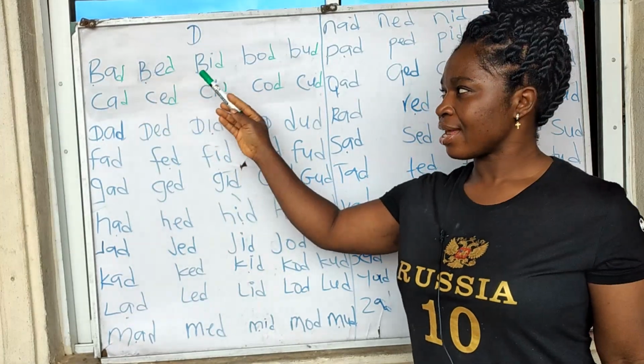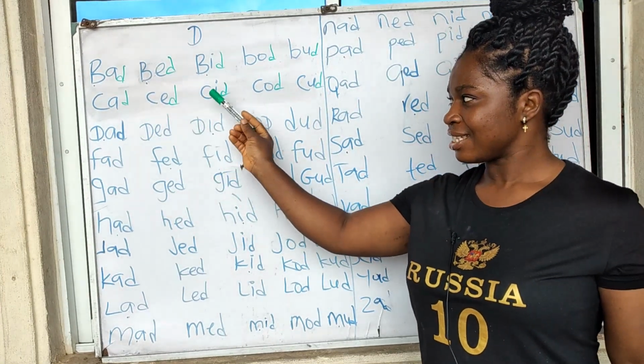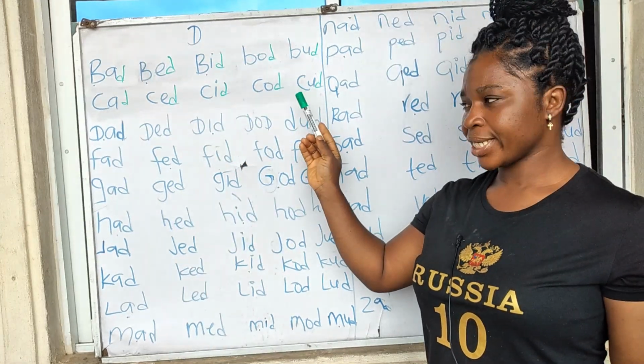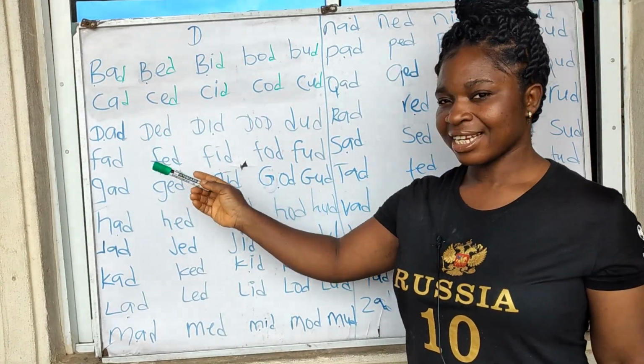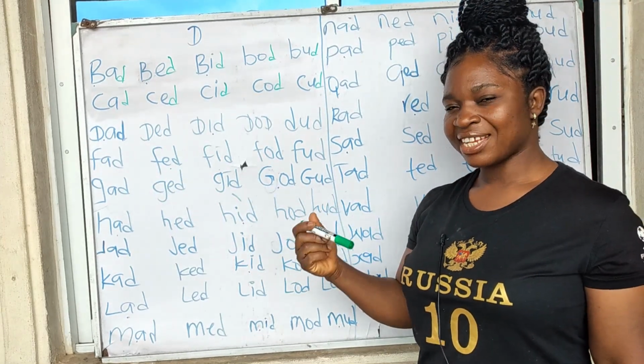Bad, bed, bid, bod, bood. Card, said, sit, could, could. Dad, dead. This is dead. This is dad. Dead. Dead. You have dedication.